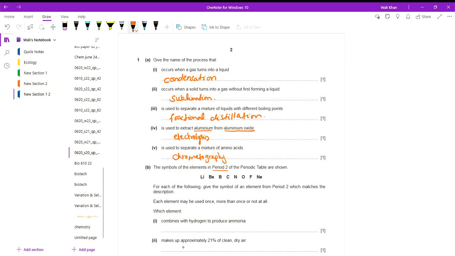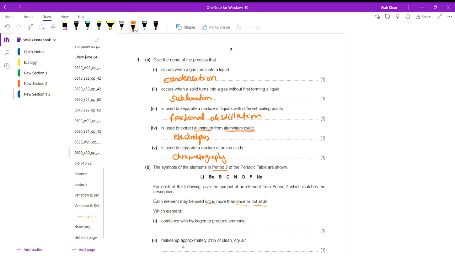For each of the following, give the symbol of an element from period 2 which matches the description. अगर आपको किसी सिंबल्स का थोड़ा सा इशू हो रहा है, उसका नेम नहीं याद आ रहा है, तो यू कैन गो इनटू द पीरियोडिक टेबल. आपके पेपर के बिल्कुल लास्ट में आपको प्रोवाइड किया जाता है. Each element may be used once, more than once, or not at all.